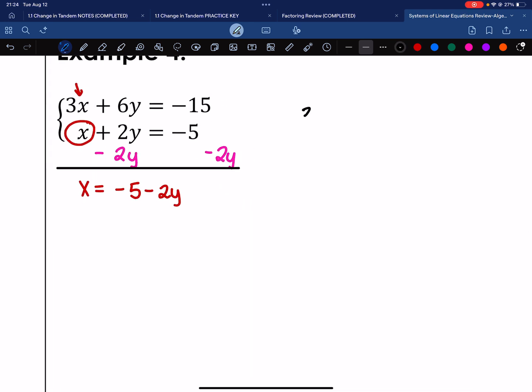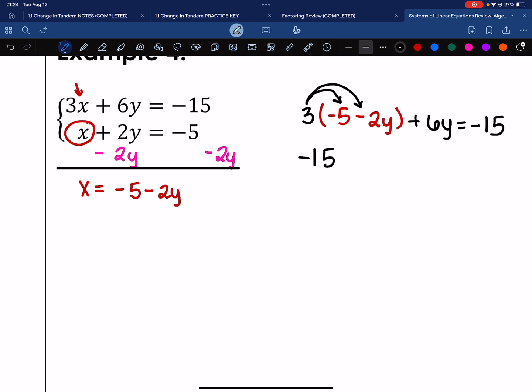So we have 3 times negative 5. Oops, let me fix my colors. Negative 5 minus 2y plus 6y equals negative 15. We solve by distributing. 3 times negative 5 is negative 15. 3 times negative 2y is a negative 6y. We have a plus 6y equal to a negative 15.